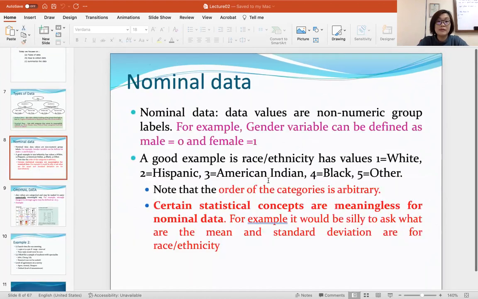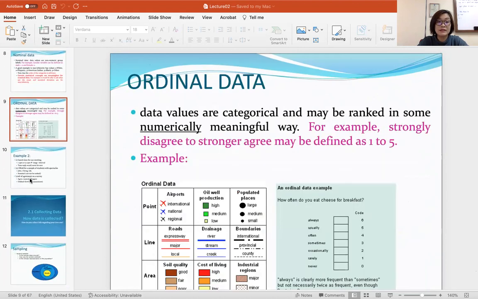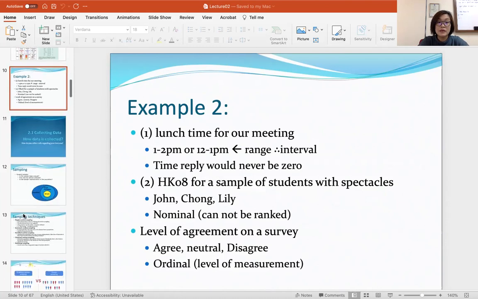This is some of the examples of nominal and ordinal, right? I have also given some other examples. For example, number 2, the student who wears spectacles, you can't rank that, so that is definitely nominal. Ordinal, for example, is satisfaction with this subject. You very much understand or you hardly understand. You still can make it a level, right?